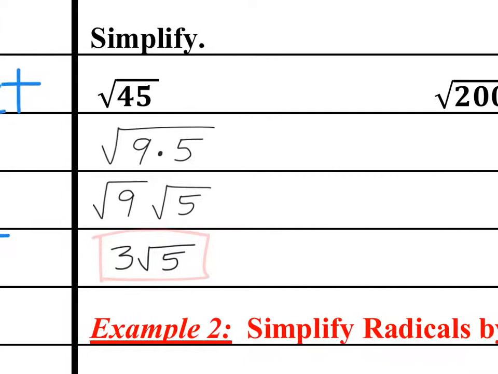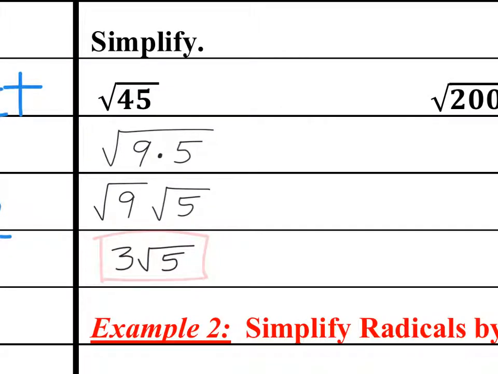So when we talk about simplifying radicals, that's what you do. You break it up so that it's multiplied by a perfect square, and take the square root of that perfect square. This is simplified. This is a way to write your answer instead of a decimal. So you find the largest number, break it up, simplify. Go to the next one.